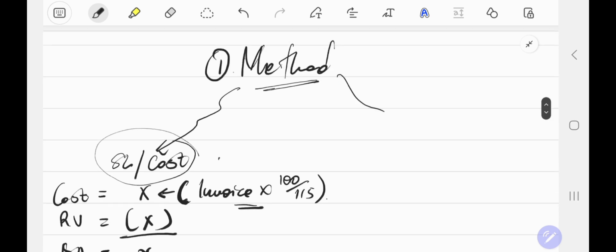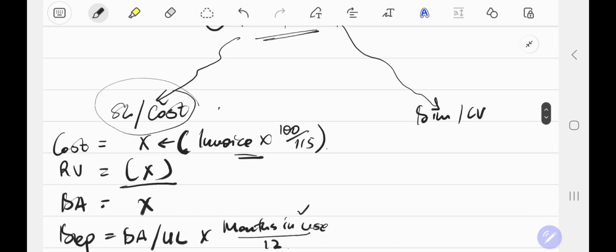So if they say we are using the diminishing balance method, or the carrying value method, the approach is going to be different. The approach that you are going to use, you are going to say cost, which is the cost price excluding VAT if the business is a registered VAT vendor.